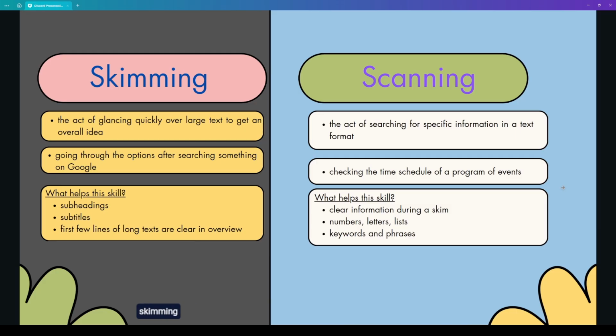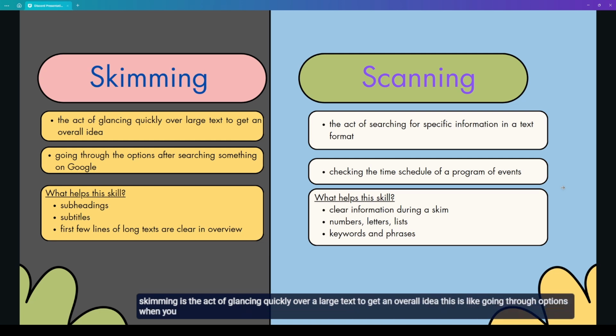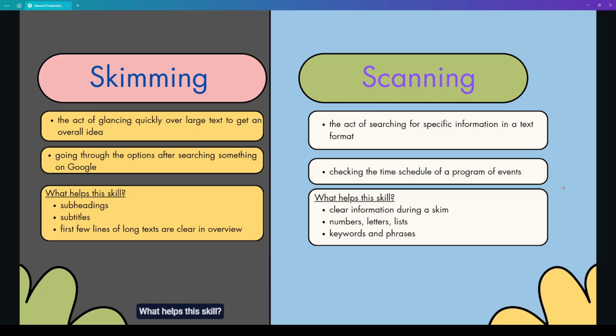Skimming is the act of glancing quickly over a large text to get an overall idea. This is like going through options when you search for something on a browser, like Google. What helps this skill? When you use subheadings, subtitles, and when you have strong first few lines of text, they're clear, you get to the point. It summarizes what you're about to read.